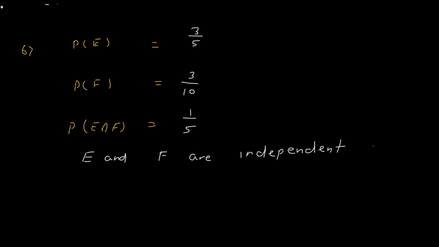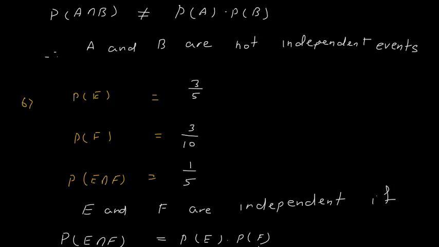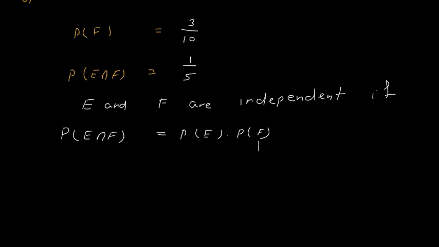If P of E intersection F is equal to P of E into P of F. Now P of E intersection F is 1 by 5. Let us see what P of E into P of F is.